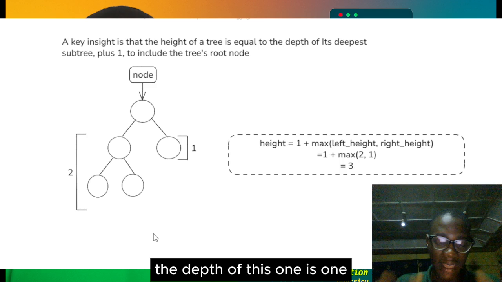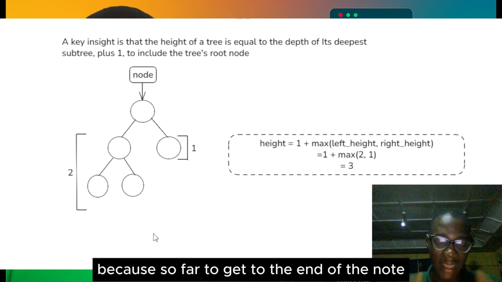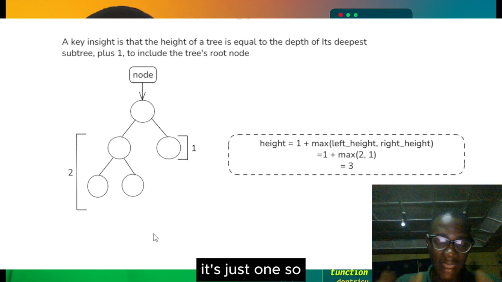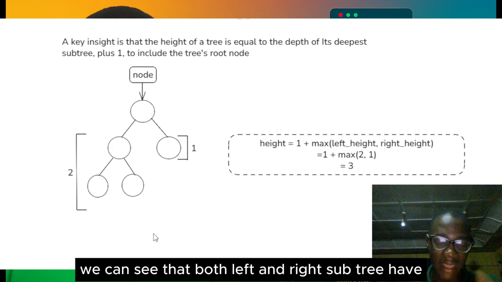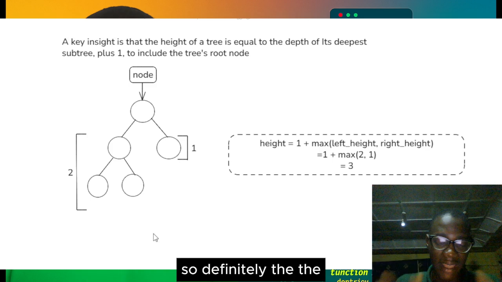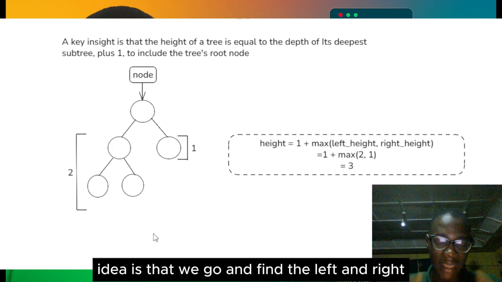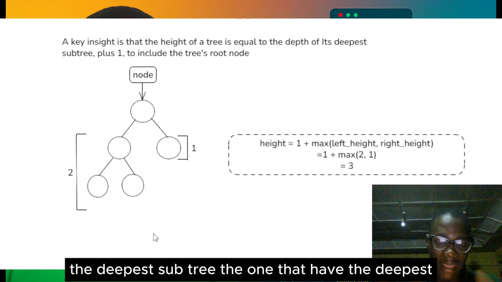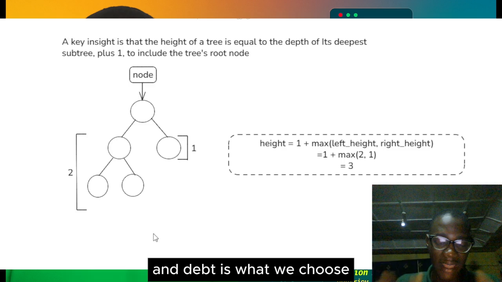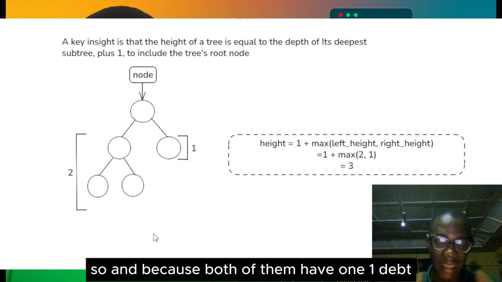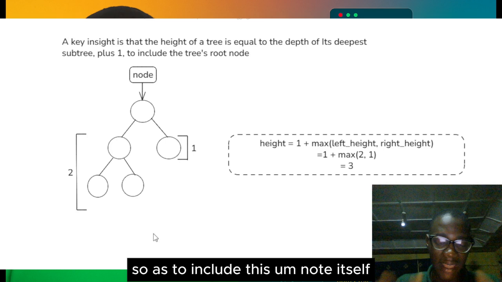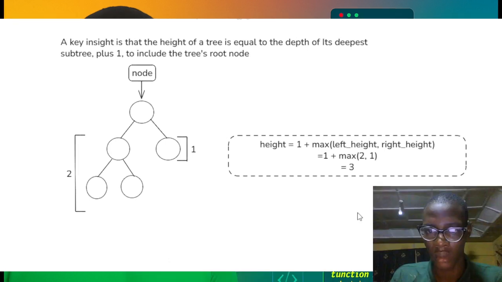The depth of this one is 1 because so far, till we get to the end of the node, it is just 1 edge that we see. Similarly, here is just 1. So we can say that both left and right subtree have the same node, 1, 1. So definitely the idea is that we go and find the left and right subtree, and the one that has the deepest depth is what we choose. Because both of them have 1 depth, we just choose 1 and we add 1 to it so as to include this node itself, the root node itself.